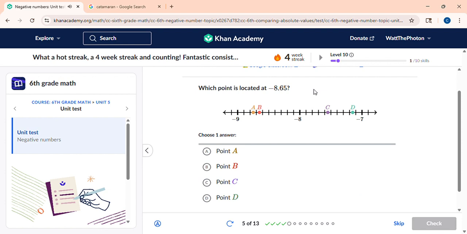Which point is located at negative 8.65? 1, 2, 3, 4, 5, 6, 7, 8, 9, 10. 1, 2, 3, 4, 5, 6, 7, 8. I'd expect it to be right here. Must be missing something. Ah, this is 7, or it's 6. 1, 2, 3, 4, 5, 6, 7. This is going to be 8.7 and 8.6, which is going to be B.